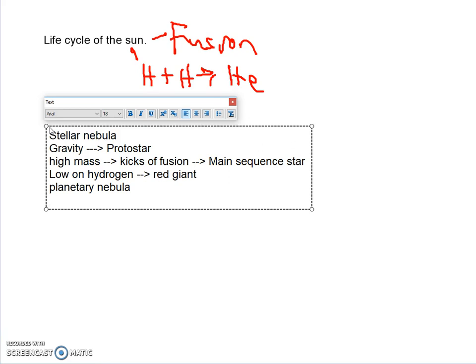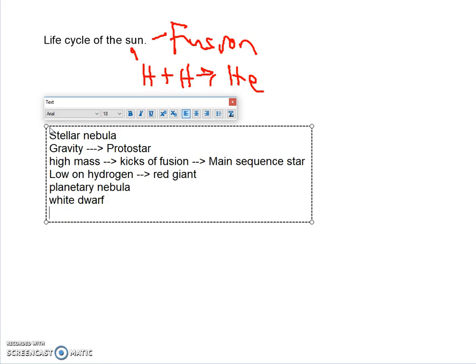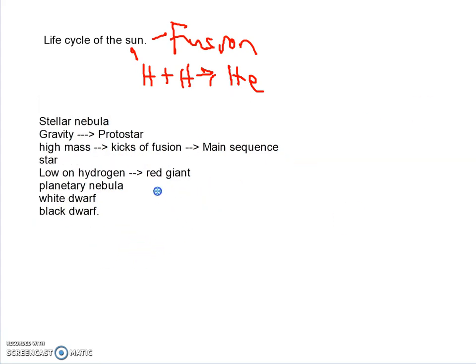Planetary nebula, and then the core is left behind, but it's still super hot because it was undergoing fusion, as a white dwarf. Eventually, and this is theorized, we've never actually observed one of these, but eventually it'll lose all its energy and become a black dwarf, right? Because every time it's shooting off light, it's losing energy. So if you can see it, it's losing energy. All right, so that's the life cycle of the sun.